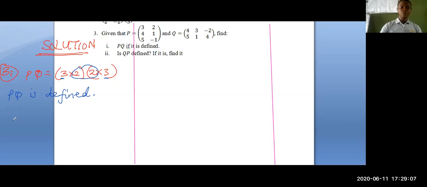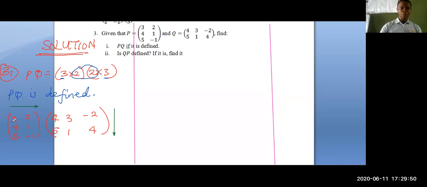So what is P? Our P is 3, 4, 5, 2, 1, minus 1, multiplied by Q. Q is 4, 5, 3, 1, minus 2, and 4. All right. So remember the process: it is the row of the first, each row of the first multiplies each column of the second. So take note of that. Be very careful to see that you do that judiciously.